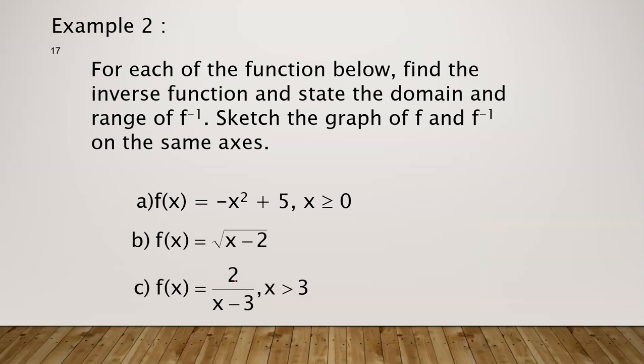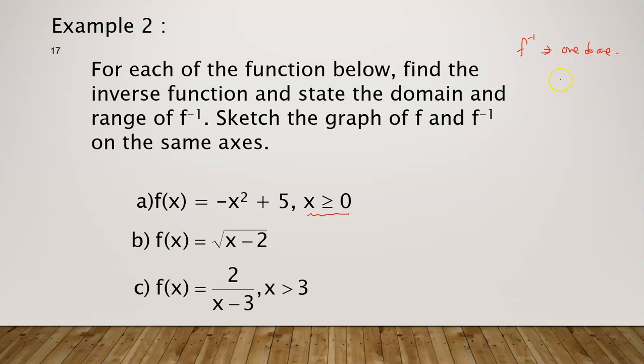Okay, let's look at more examples. For each of the following functions below, find the inverse function and state the domain and range. Sketch the graph on the same axis. Let's look at the first one: f(x) equals negative x squared plus 5, x greater than or equal to 0. Why do they put it like this? Because remember, in order for a function to have an inverse, that function must be a one-to-one function.